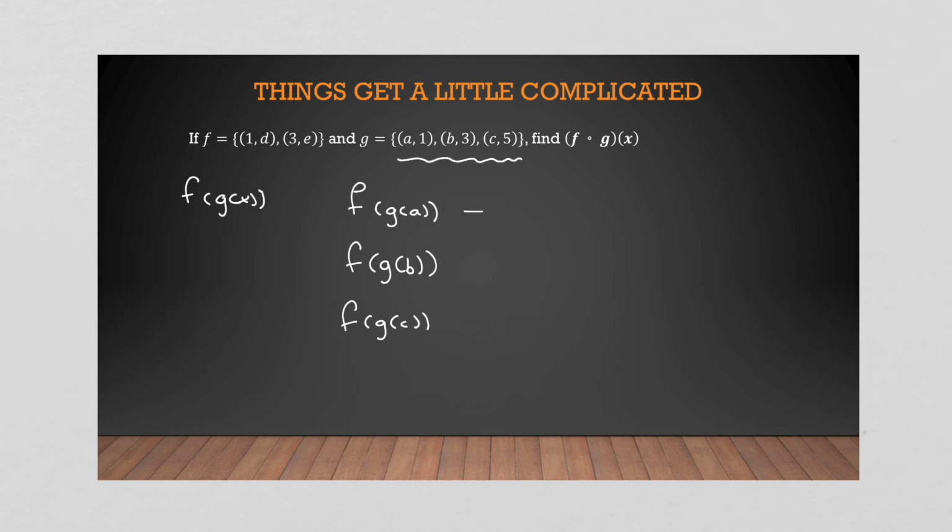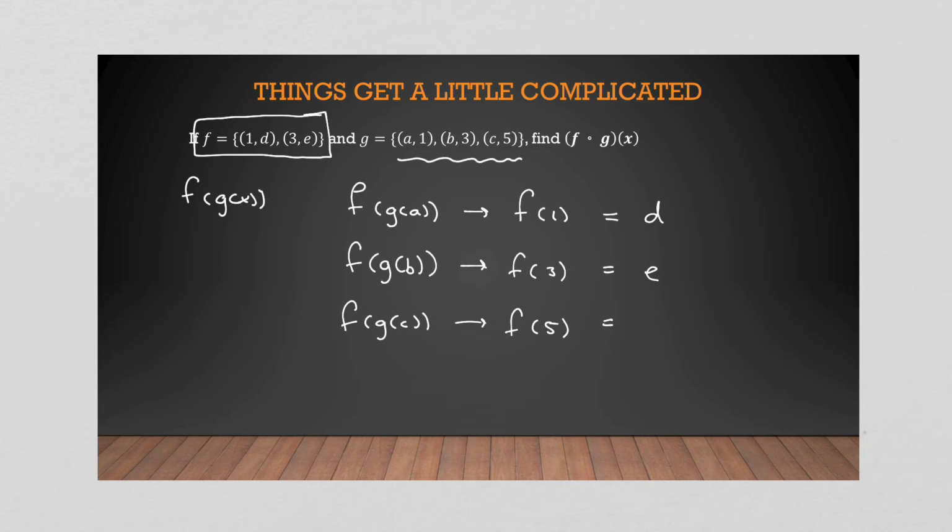Well, g of a kicks out a 1, so that gives me f of 1. g of b gives me 3. And g of c gives me a 5. Those are the outputs for those given g inputs. And then I plug that into my f. So now f of 1, well, I look at my f function here, and I go, okay, when I have 1 for my input, I get d. And when f is 3, I get e. And when f is 5, I get nothing. There is no 5, so undefined. There is no function at that point.